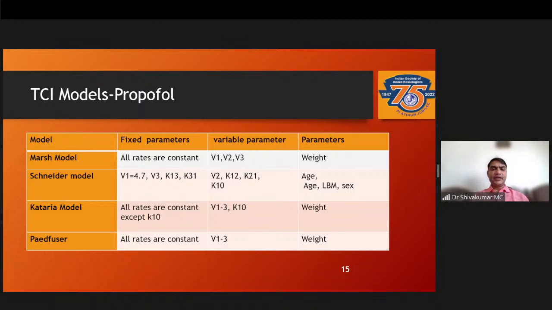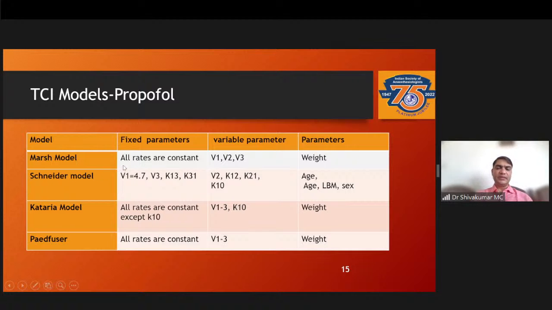Coming to the Kataria and Paedfusor models, these are suitable for pediatrics. These are the commonly available models. Nowadays, the Eleveld model also came up, even for pediatric patients. These two models are almost similar to the Marsh model. These are not like the Schnider model. These are again plasma targeting.